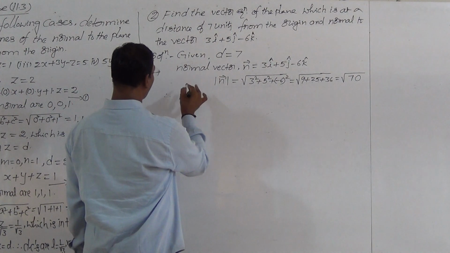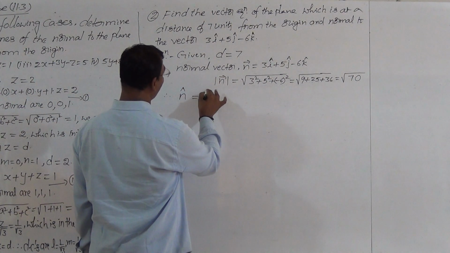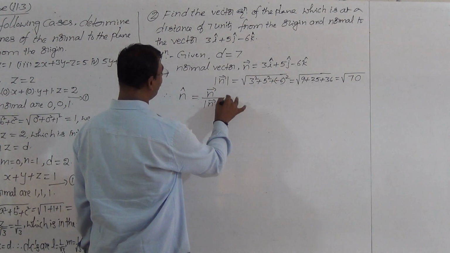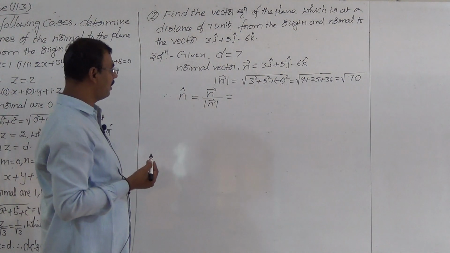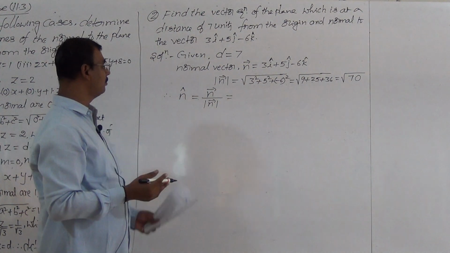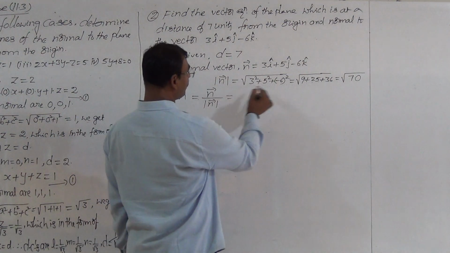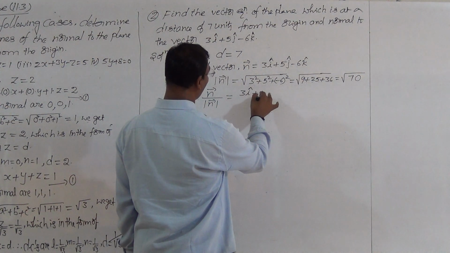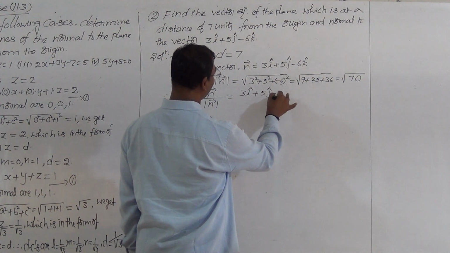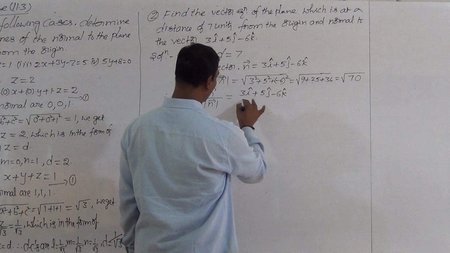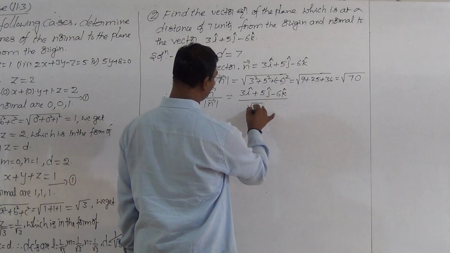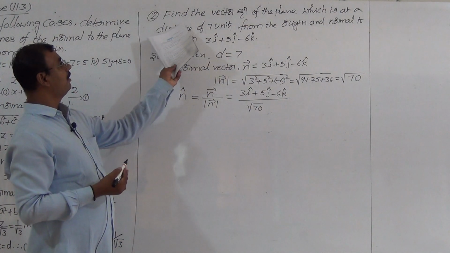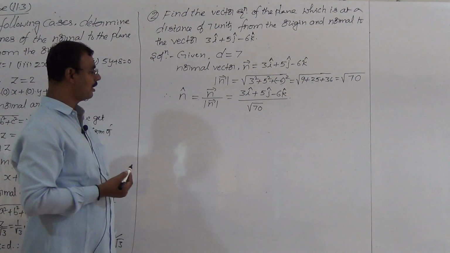Now we have to write n cap. Therefore, n cap is equal to n bar divided by magnitude of n bar. This is equal to 3i cap plus 5j cap minus 6k cap upon square root of 70. So we got n cap. Now what is required? The vector equation of a plane in the normal form.